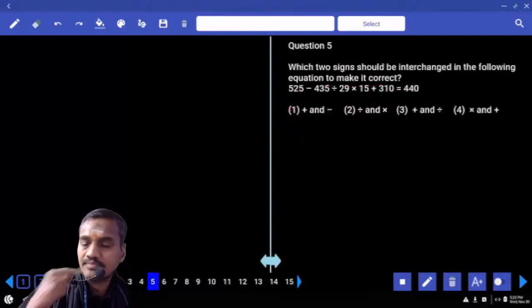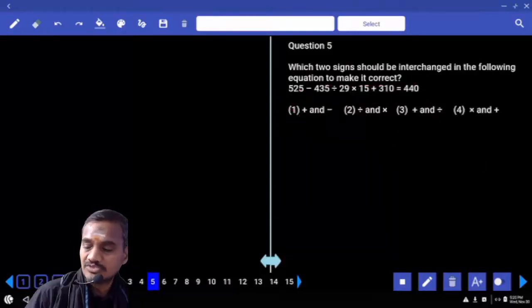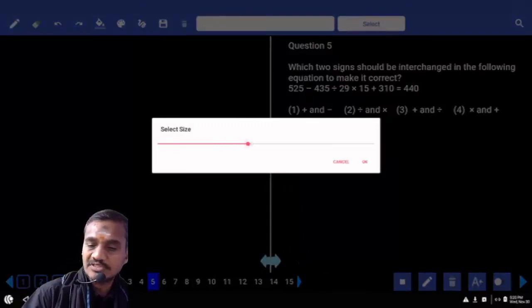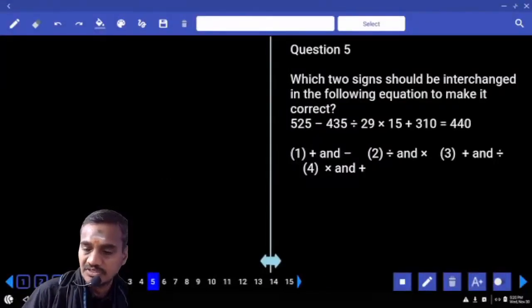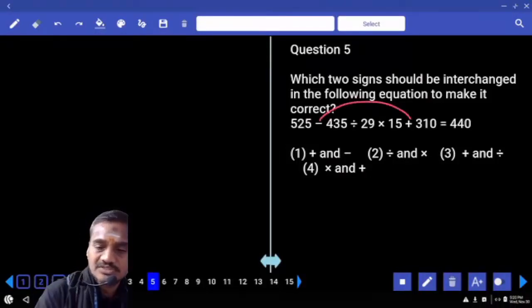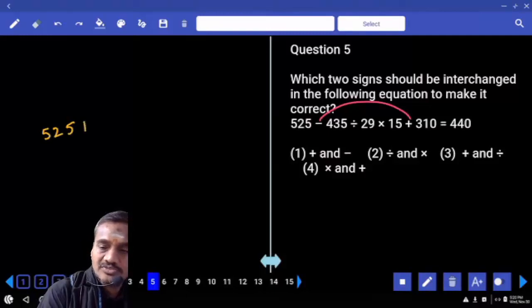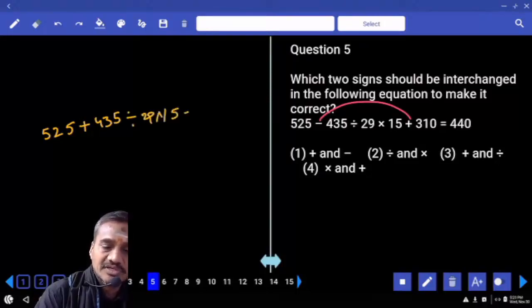Then the fifth one. Now which two symbols we need to interchange? The symbols to be interchanged here are plus and minus. Now if you interchange these two, plus and minus, 525 and next, and this is plus 435 and divided by how much? Divided by 29 into 15 minus 310.